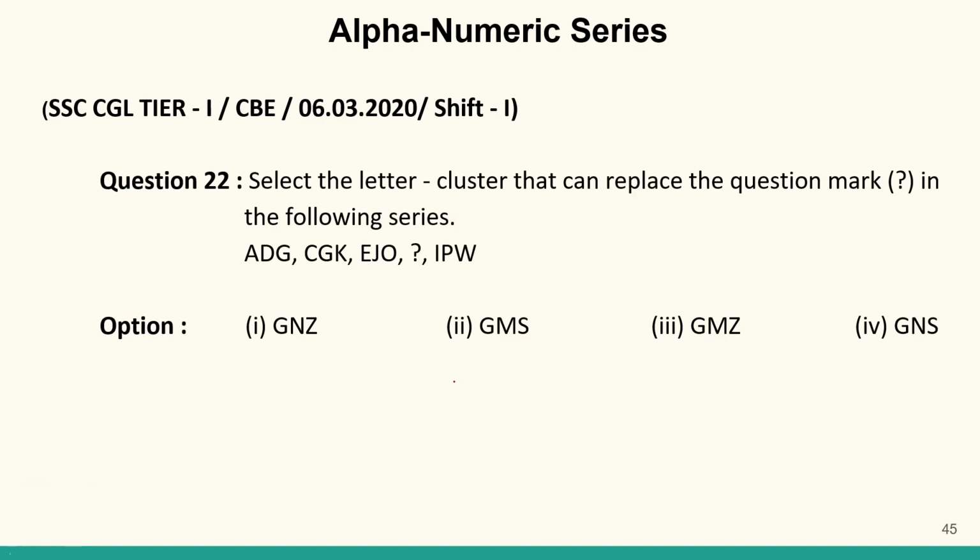Now this, again, we'll treat it as 3 different series. So the first series will be A, C, E, then we have to find out, and then I. The second will be D, G, J. Then we have to find out, and then P. And then it will be G, K, O. Then we have to find out, and W. Right? So let us try to understand the logic.